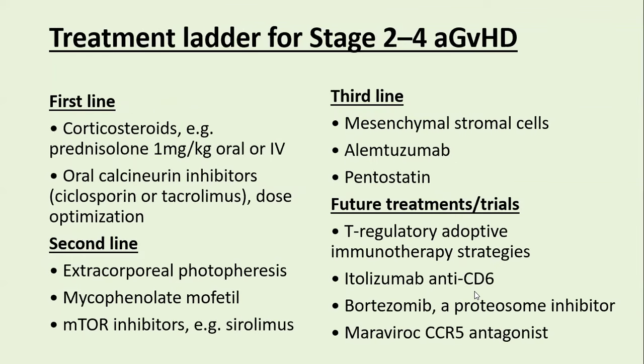Then the treatment ladder for stage 2 to 4 disease. The first line is corticosteroids, prednisolone 1 milligram per kg IV or oral, plus a calcineurin inhibitor like cyclosporin or tacrolimus. Second line treatment includes extracorporeal photopheresis, mycophenolate mofetil, or an mTOR inhibitor, for example sirolimus. Third line includes mesenchymal stromal cells, alemtuzumab, and pentostatin.